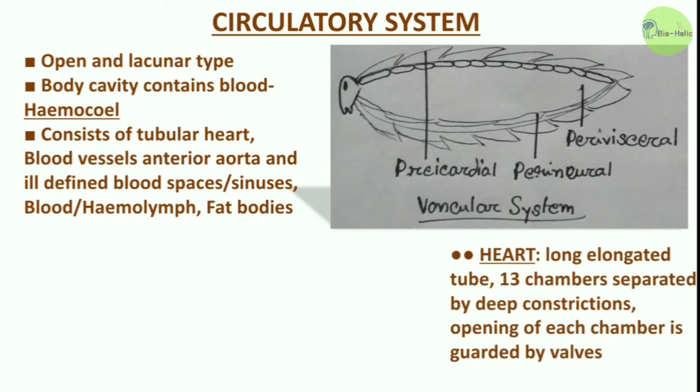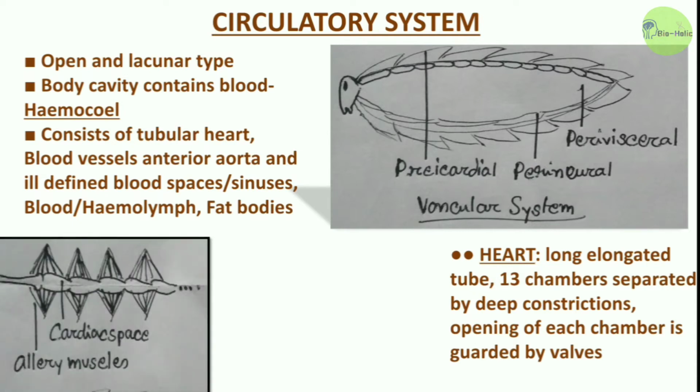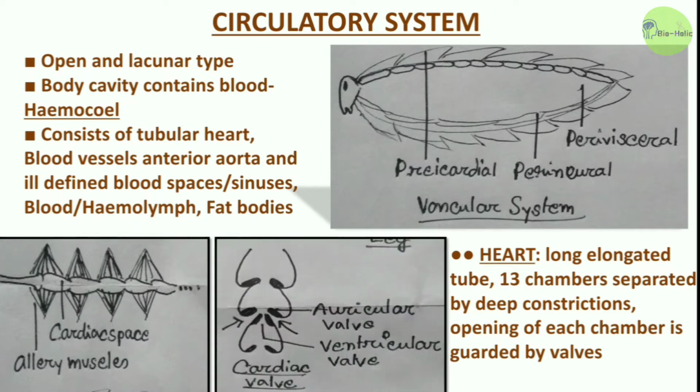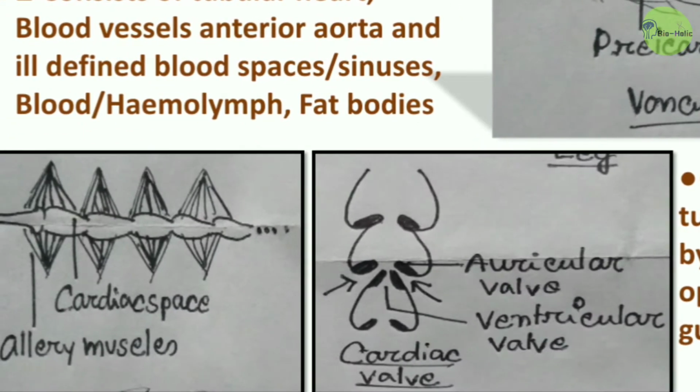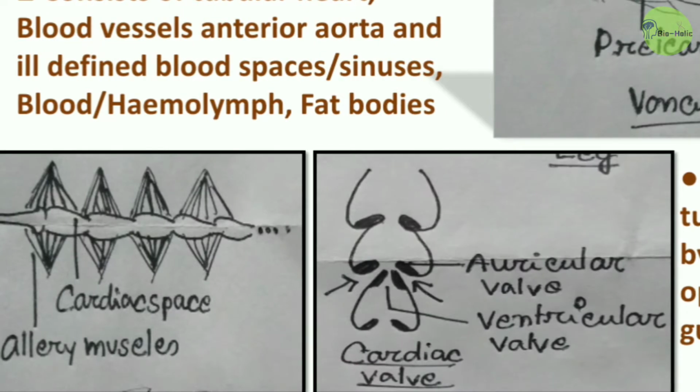So, the first part of the circulatory system is the heart. It is a long, elongated tube containing 13 chambers which are separated by deep constrictions. The opening of each chamber is guarded by valves. There is a special type of muscle in between the cardiac spaces. It is called the alary muscles, which helps the heart to contract.